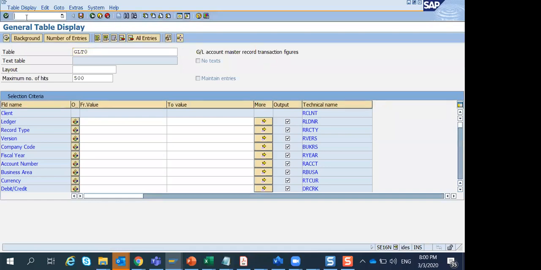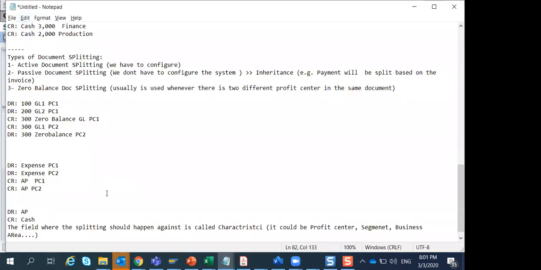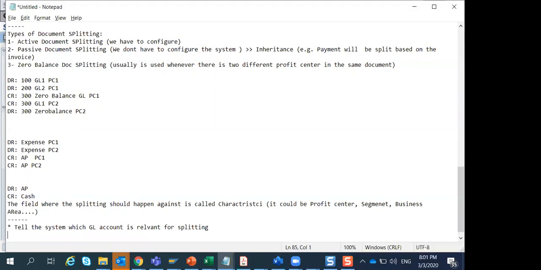So let's now go to the system and do it. Very easy. Don't panic. Let's go to the system, activate this functionality and see how it works. Let me give you a little overview about the configuration. First, you have to tell the system which GL account is relevant for splitting. This is the first thing you need to do.